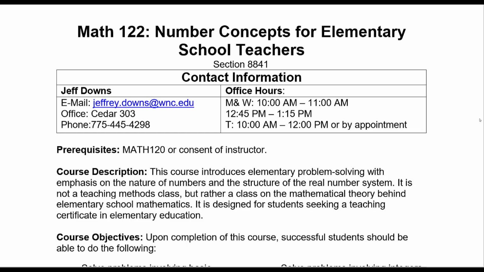Okay. Contact information. My name is Jeff Downs. The email is jeffrey.downs@wnc.edu. And my office is Cedar 303. And my phone number is 775-445-4298. That's my office phone number.